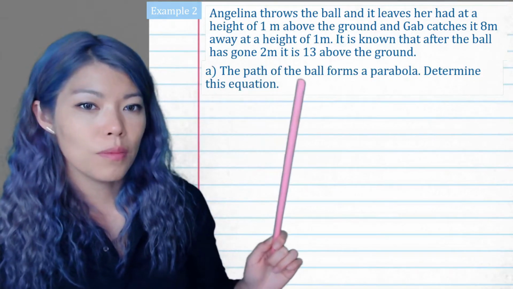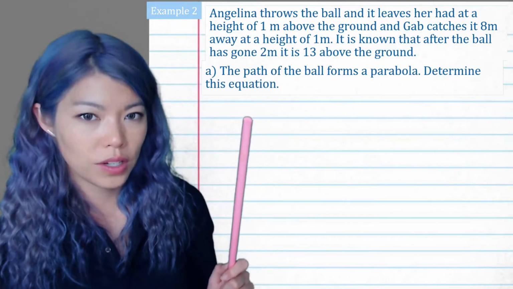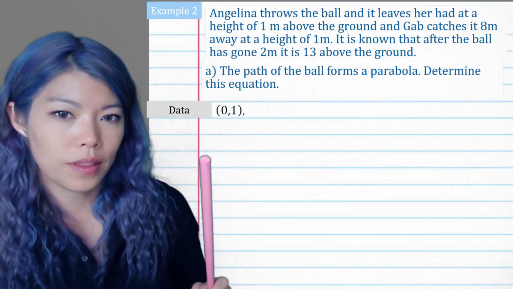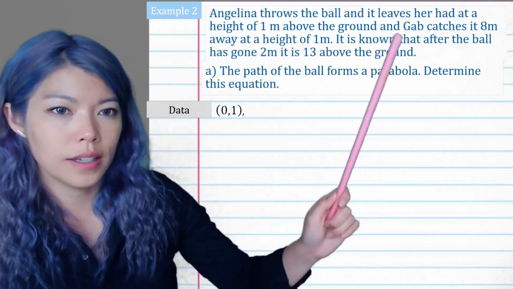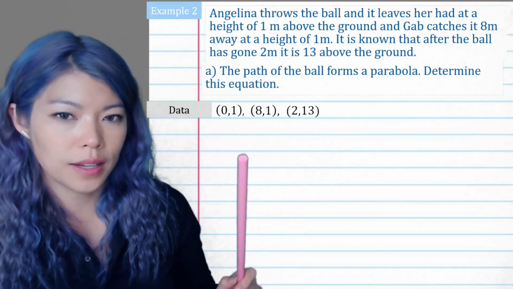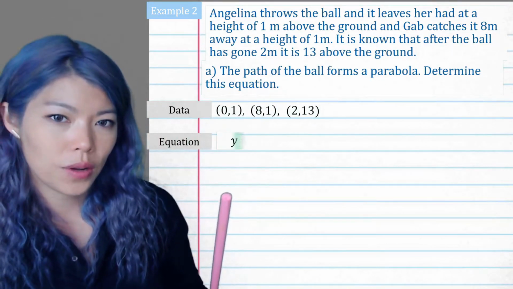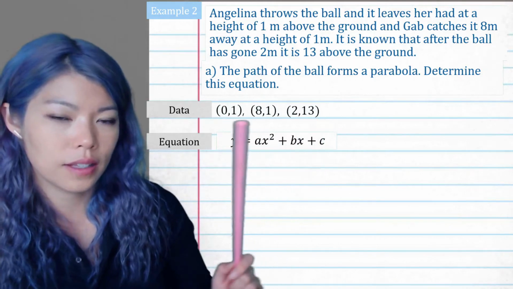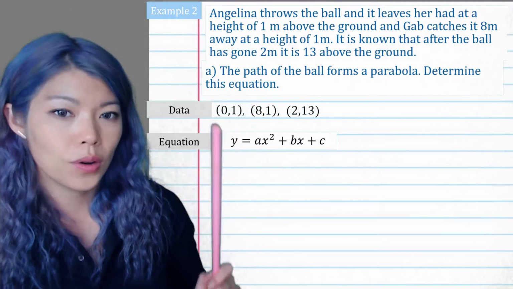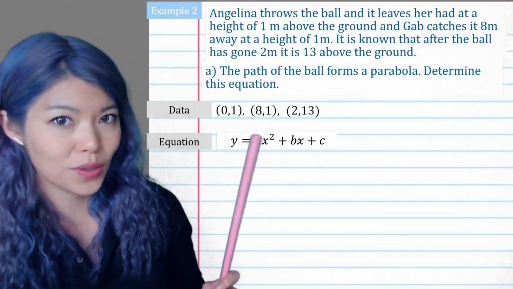Part A: the path of the ball forms a parabola. Determine this equation. So from the data, we can write the coordinates down: (0, 1), as we said, and then we have (8, 1), and we have (2, 13). Next, we can write the equation in standard form or y-intercept form because we have 3 points. Recall which form to use from the previous video.